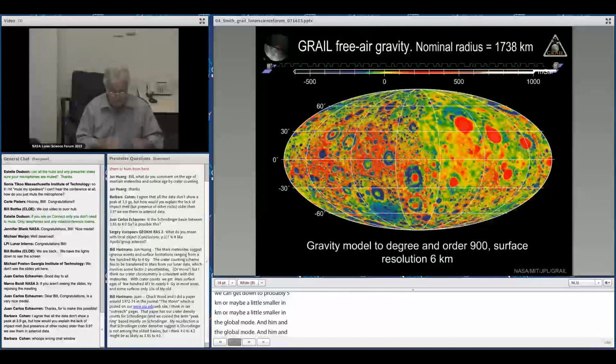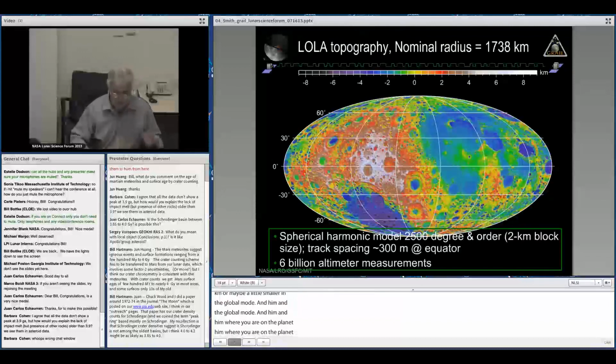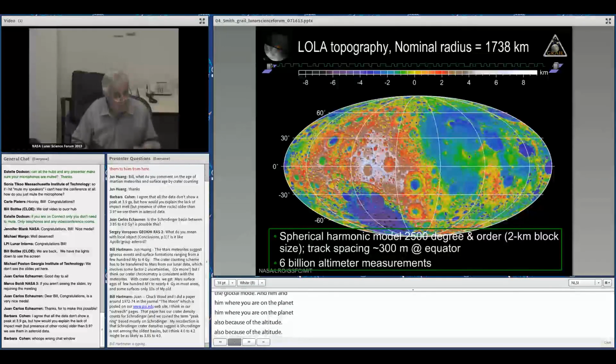But the other point to remember is that it's not just the gravity. The next chart shows the topography. And of course, we have very good topography. So although the gravity field goes out to 900, the spherical harmonics for the topography goes out to about 2,500, maybe more. But that's sort of plenty enough.